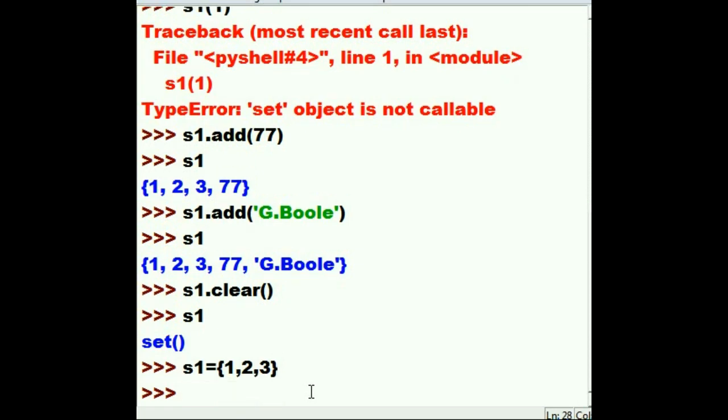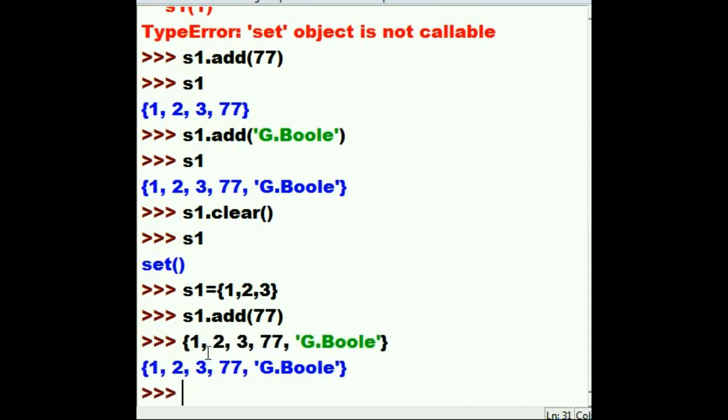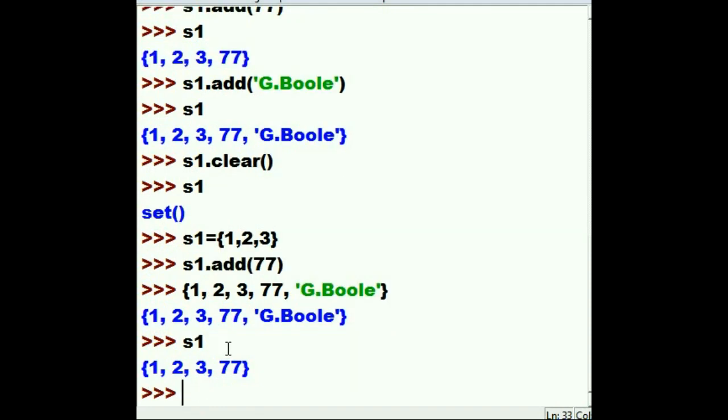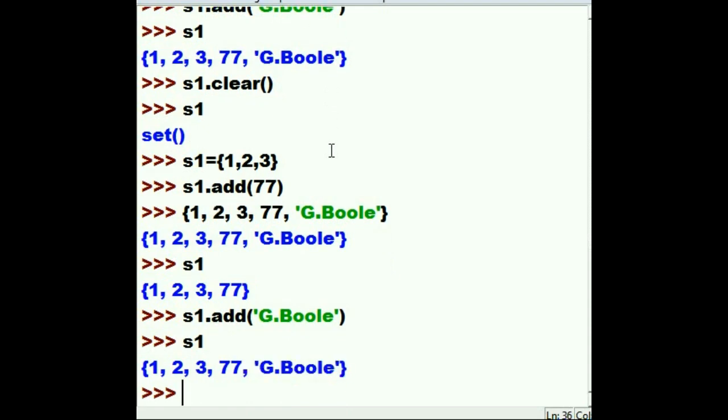Well, let's put some more data back in there. S1 equals 1, 2, 3. That's a good thing to put in there. Let's add 77 in there again, and let's put George Bull back in. So now we've got our S1 all over again. I think we do. Let's key in S1. Oh, we missed George Bull. All right, let's add him in. There we go. S1 should have everything. Oh, we're back to where we were.